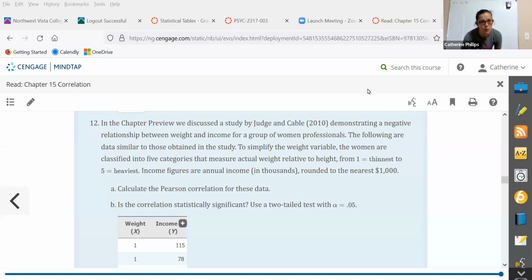So we're continuing with this chapter 15, question 12. Now we're going to B, where it's asking, is this statistically significant? We're going to use a two-tailed test with an alpha of 0.05. And in part A, we already calculated the correlation. So we've already done step 3 of the hypothesis testing procedure. What we're now going to do is go back and do steps 1, 2, and 4.